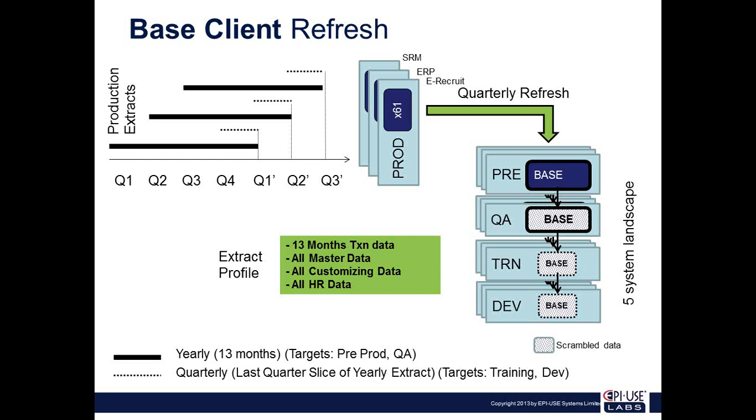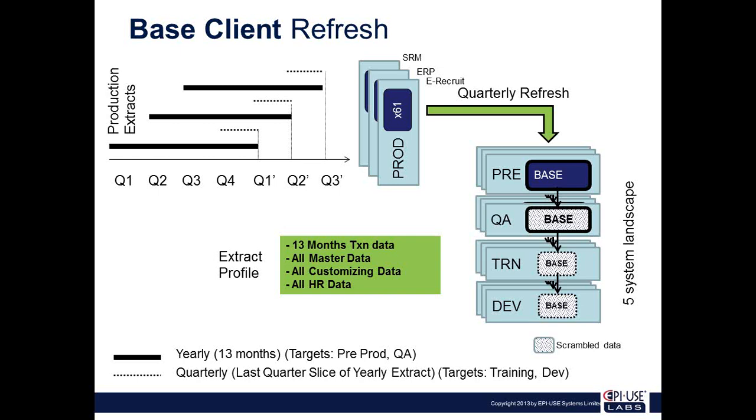You need to do this in parallel according to your landscape. So in this case, we have SRM, ERP, and eRecruit, and every quarter we would do this refresh. With this 13-month refresh, we would load it into pre-production and then perhaps do some scrambling in QA. So pre-production and QA would have 13 months of data.